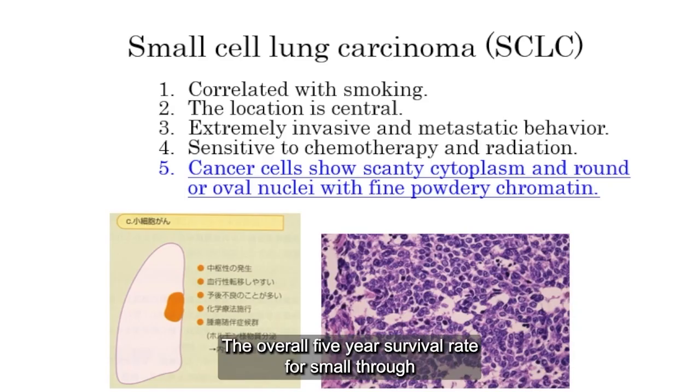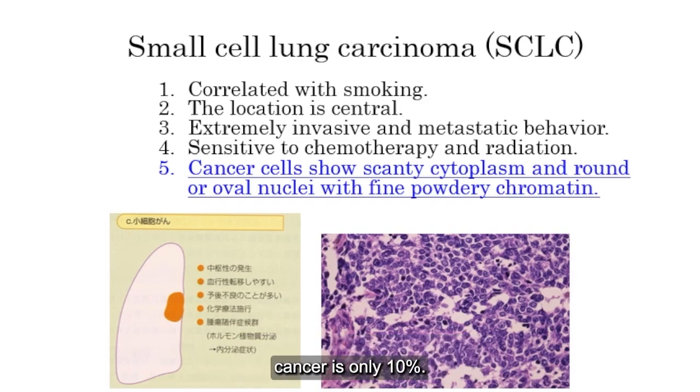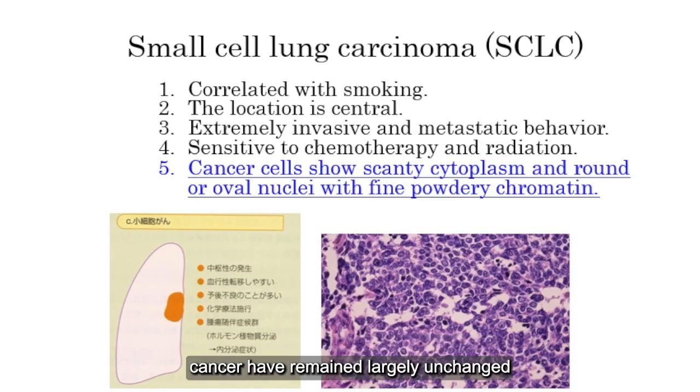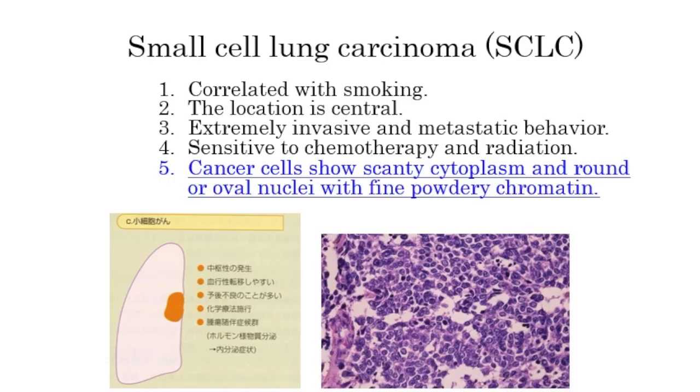The overall 5-year survival rate for small cell cancer is only 10%. Unfortunately, treatment strategies and prognosis for small cell lung cancer have remained largely unchanged for the past 30 years.